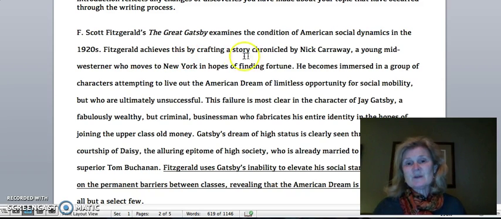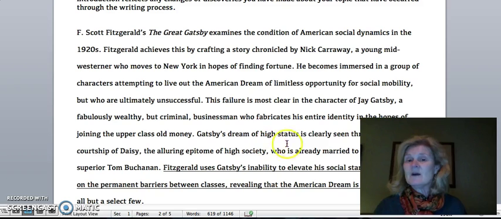Fitzgerald achieves this by crafting a story chronicled by Nick Carraway, a young Midwesterner who moves to New York in hopes of finding fortune. He becomes immersed in a group of characters attempting to live out the American dream of limitless opportunity for social mobility, but who are ultimately unsuccessful. This failure is most clear in the character of Jay Gatsby, a fabulously wealthy but criminal businessman who fabricates his entire identity in the hopes of joining the upper-class old money.